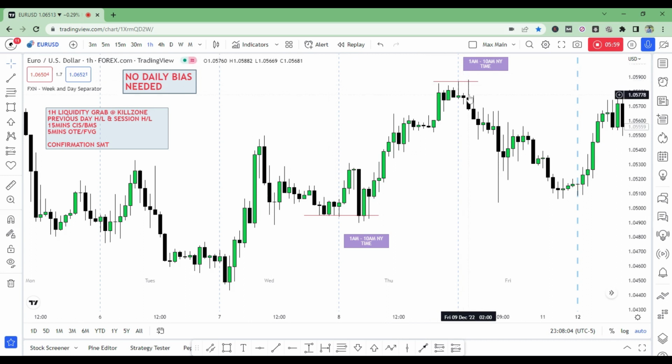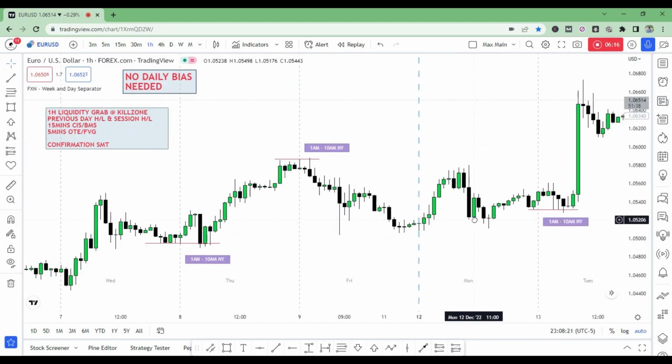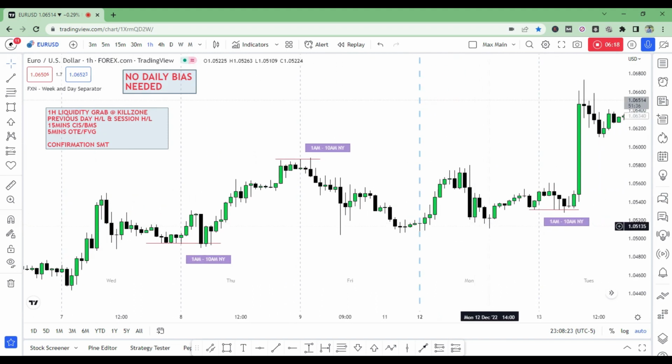So this is 2 a.m. This is London open session. Friday just poked that high, sorry, it poked that high and took out those highs, and then the market aggressively reversed. So we see that this strategy actually is very powerful and it gives you immediate feedback. That's the main reason I like this strategy.